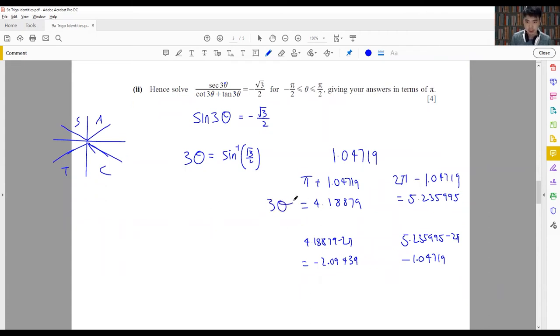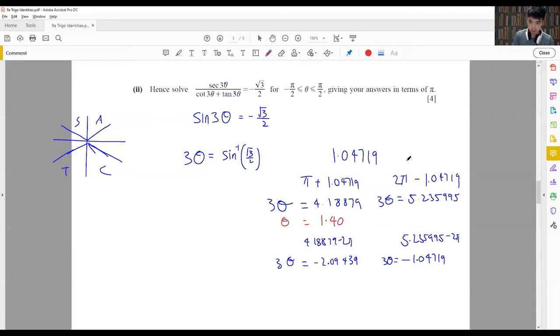Okay, then from here, these four values that we have are actually equal to 3 theta. To find the value for theta, it is actually just this value here divided by 3. So what we'll do is type everything into the calculator. 4.18879 divided by 3, this is 1.396, which is actually rounded up to 1.40.